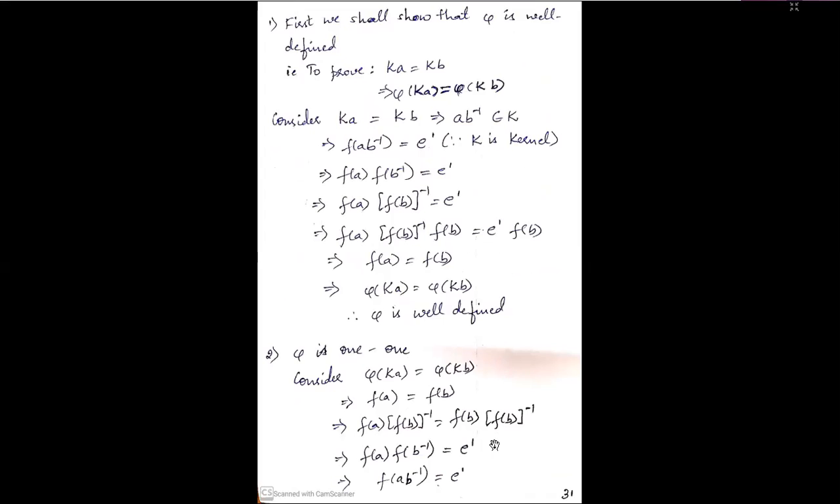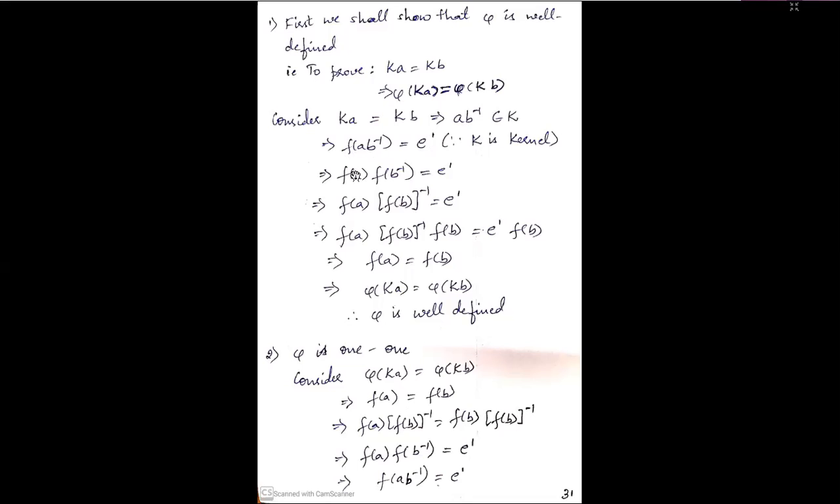That is to show that every element has an image. That is, if Ka is equal to Kb, then phi(Ka) is equal to phi(Kb). That is, every element has a unique image. So consider Ka equal to Kb. This implies that ab inverse belongs to K. Since K is the kernel, f(ab inverse) is equal to e dash.